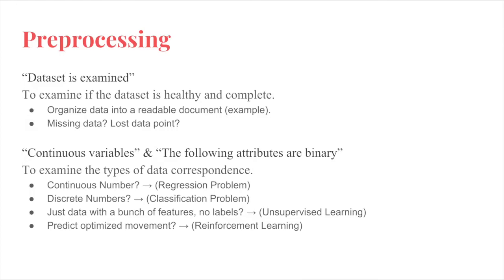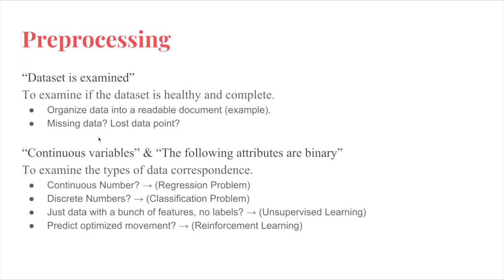file. And in this process, after we organize the data into a readable document, we'll examine if there is any missing data and if there are any lost data points. This is especially important because it tells us which features are healthy and strong for our analysis, and we can focus on those features for our future training. And for those features that have a huge problem with their data, we usually try to use some methods to process them and to either eliminate them or make them healthier.